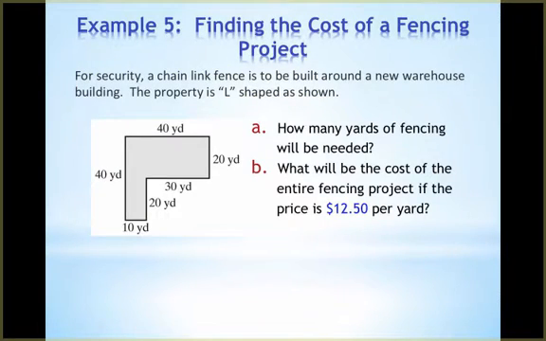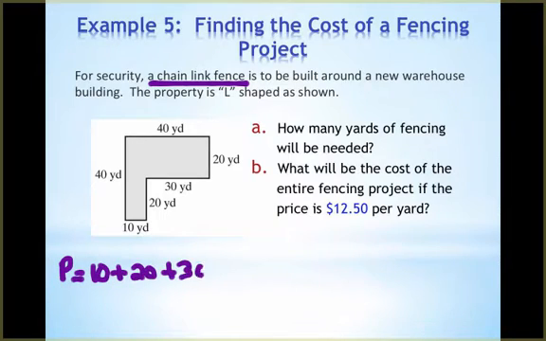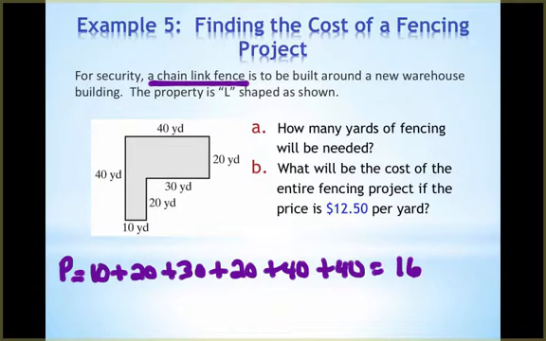Now we'll look at a word problem involving perimeter. Say I want to find the perimeter of this warehouse that is L-shaped because I'm looking to put a chain link fence around it. Well, then to find the perimeter, we're going to add up all of the sides. 10 plus 20 plus 30 plus 20 plus 40 plus 40. And if I add all that together, I end up getting 160 yards. So that's our answer to part A.